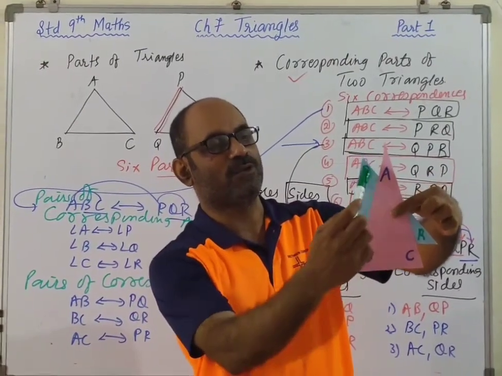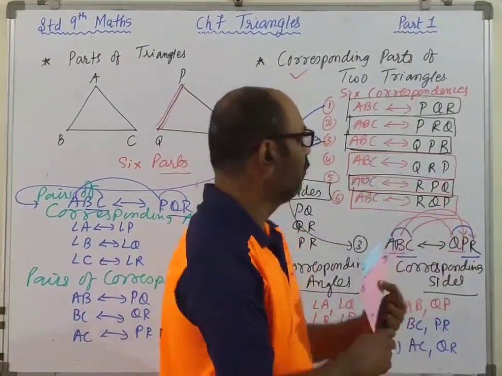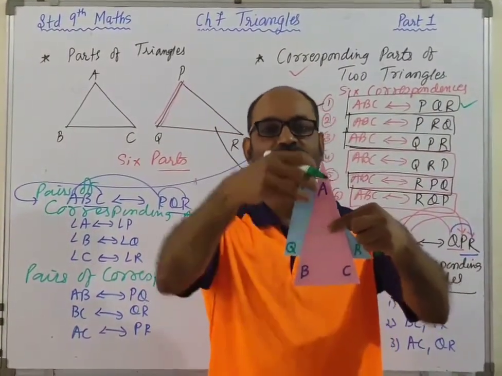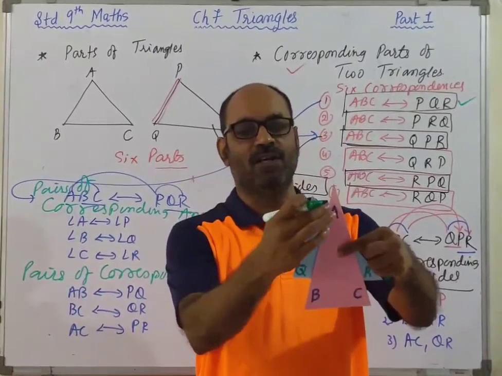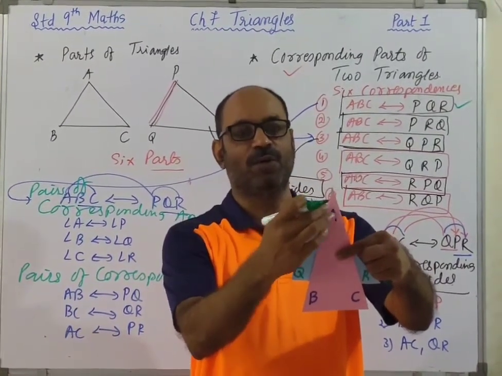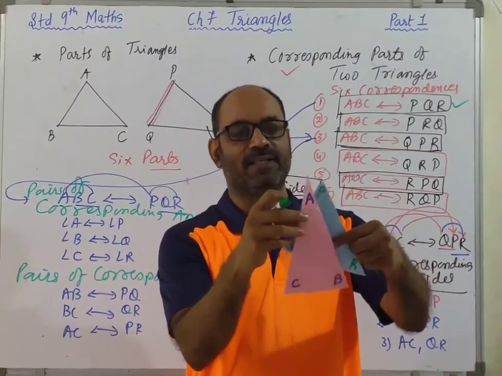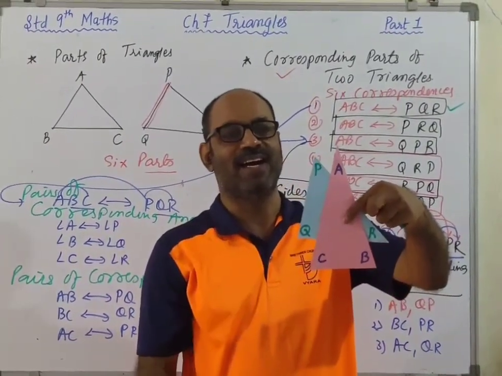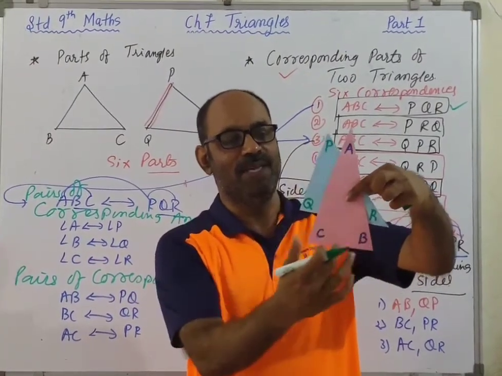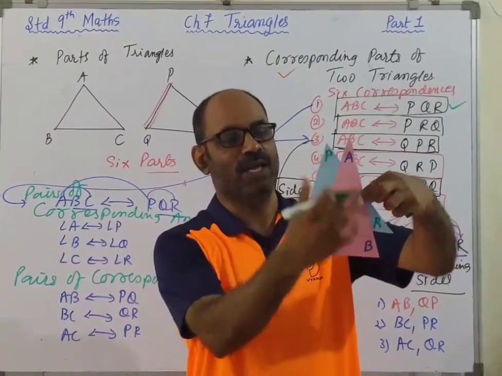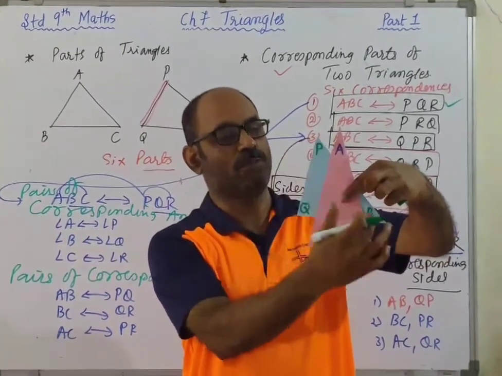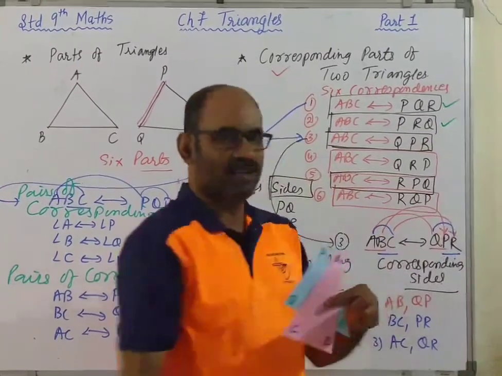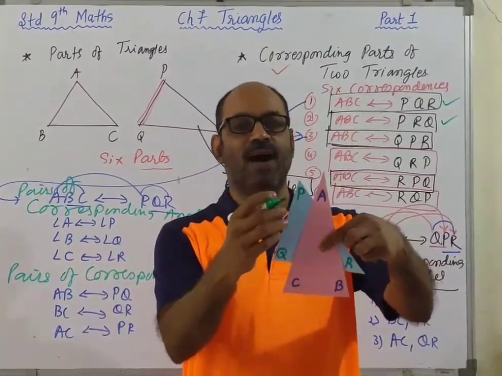ABC corresponds to PQR. That is the first correspondence. Where is it? Here, this one. Okay, that is first. Now I am turning. Here P corresponds to A. I am turning like this. So what do you have? This time again P corresponds to A. Now see, ABC. Look at this side, ABC corresponds to PRQ. All right.